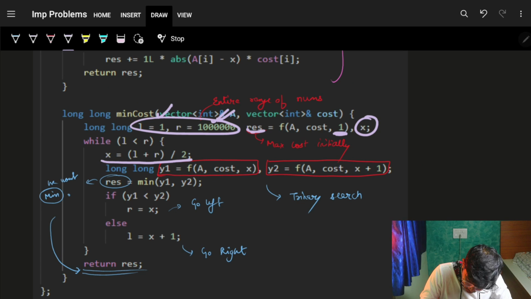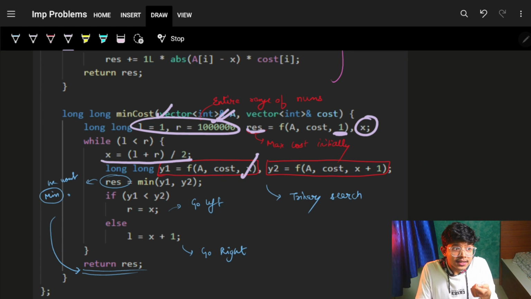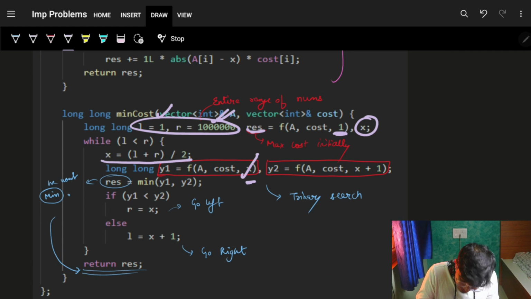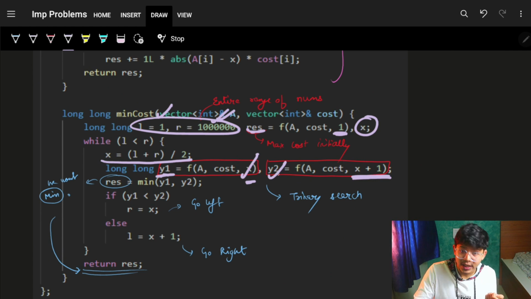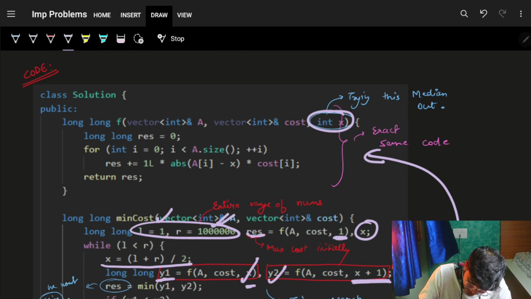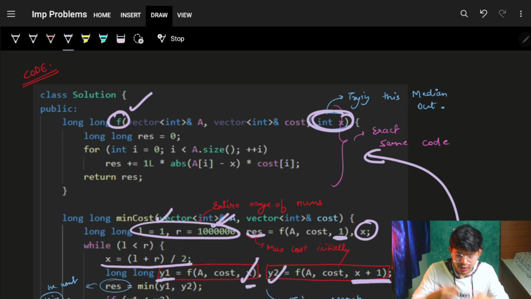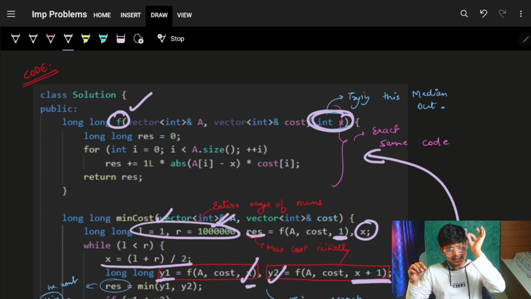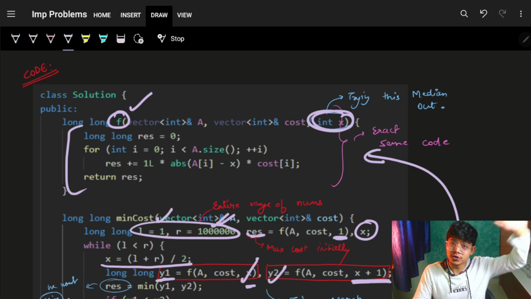So for this X, I find, hey, if I choose this X as a median, what is the y1 like? If I choose X plus 1 as the median, what is the y2 like? And simply, it is the same function which we saw earlier also. If I had a median as X, then what is the value? It just gives me, okay, if your median is X, then what is the total cost which you will incur? The same function which we saw above also.